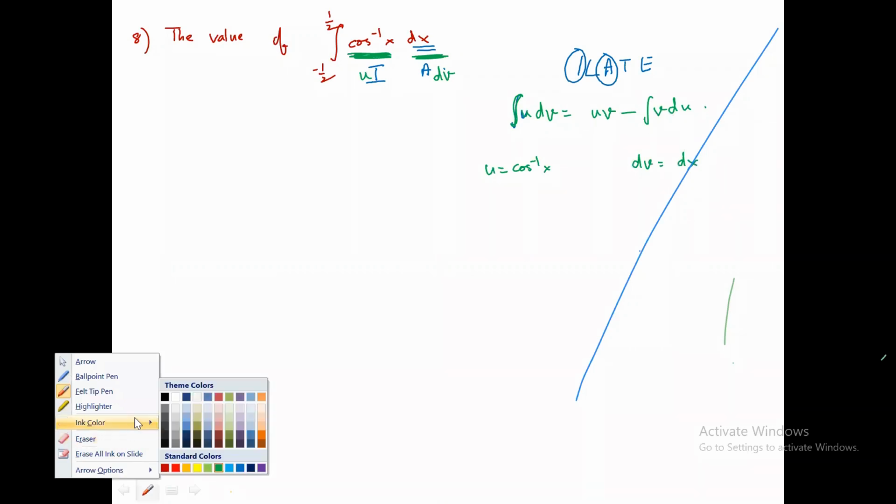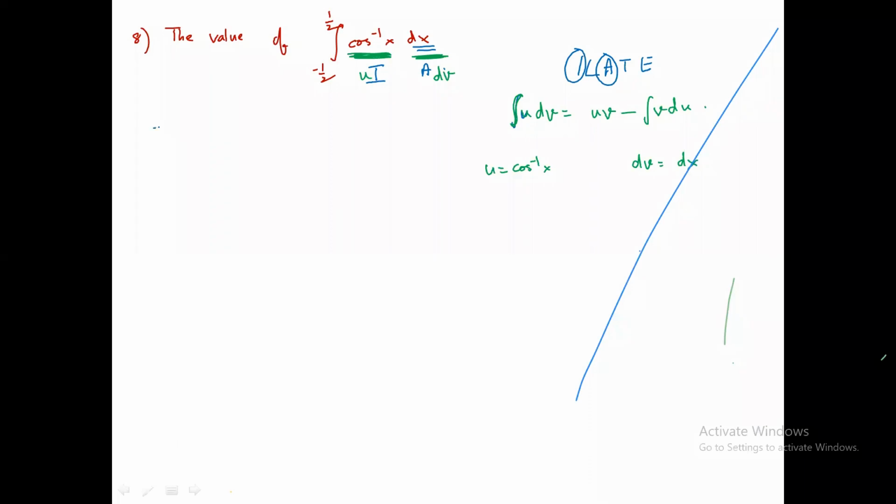Okay, when I start using the formula, I have to first find the integral. My u is cos inverse x. v, how will I get v? By taking the integral of dv. So integral of dx is x. That means v is x. Minus integral v is x du. How will I get du?